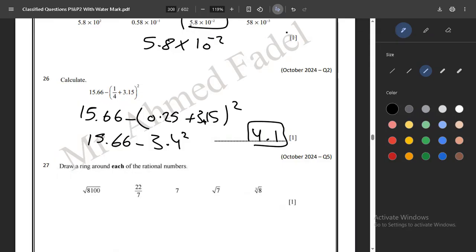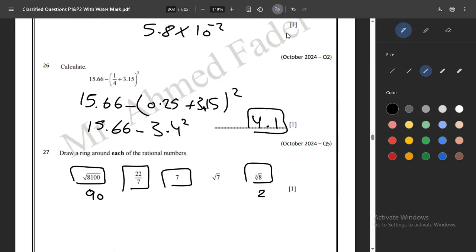Here, they want you to draw a ring around each of the rational numbers. Square root of 8,100. Well, mentally, you can tell that the square root of 81 is 9, and I got 2 zeros as if they are 100, so it is 90. So this is definitely rational. Or you can use the calculator. You're going to find that it gives you an answer, which is 90. A fraction, definitely rational. Integer, definitely rational. Square root of 7, I can't. Cube root of 8, it's 2. It is rational. So these 4 are rational.